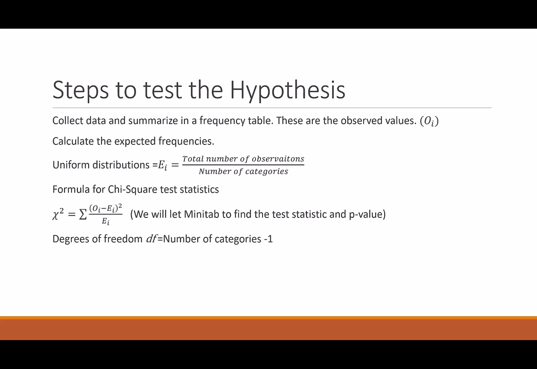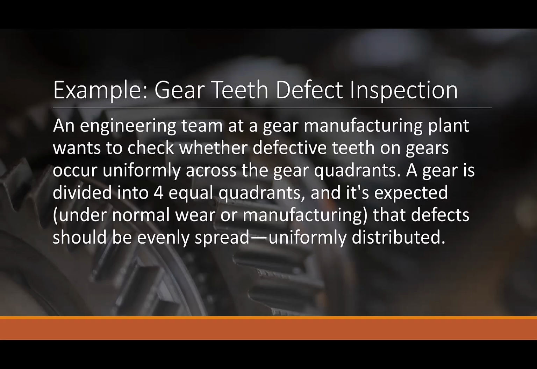We need to know the degrees of freedom for our chi-squared test. It will be the number of categories minus 1, and we'll call that df, just like we have with other tests and distributions. Once we've collected all of our data and found our calculations, we can compare the p-value and make our conclusion. So let's look at an example about gear teeth defect inspection.